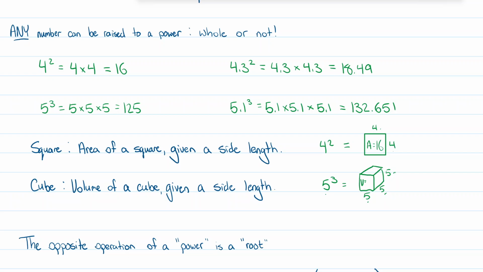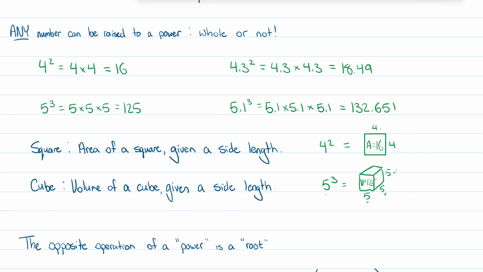For a cube, it's along the same lines. It's the volume of a cube given a side length. So if we have 5 cubed, you have side lengths of 5. Again, it's all the same because it's a cube. And 5 times 5 times 5, like we did above, is 125. So that's a square, and that's a cube, and those are powers.